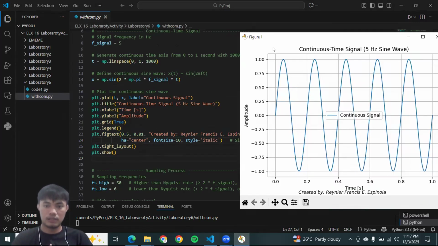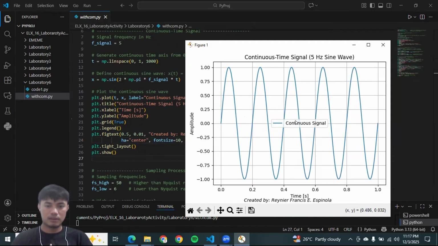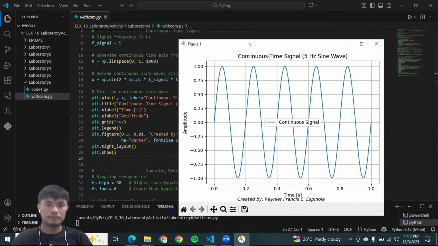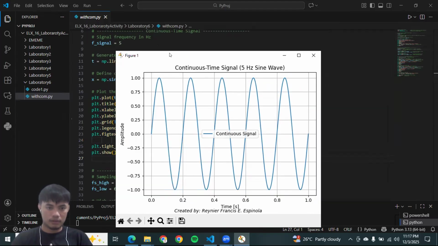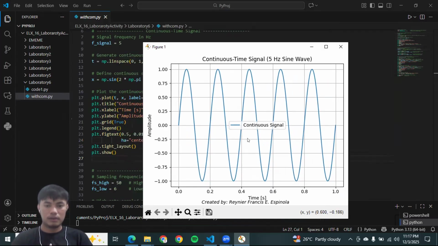As we have run it, the legend shows that blue is the continuous signal. We can compare it later with the sampled signals.